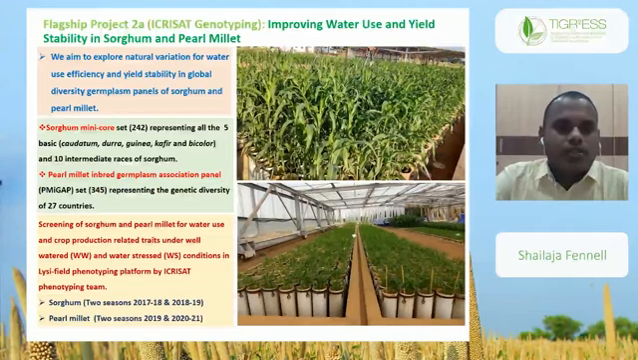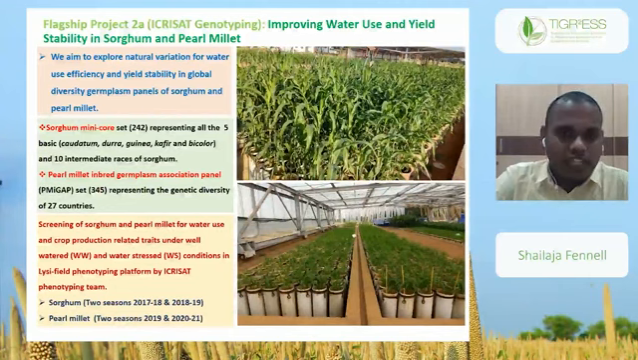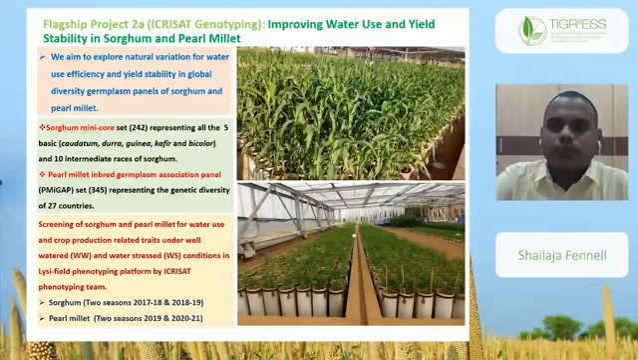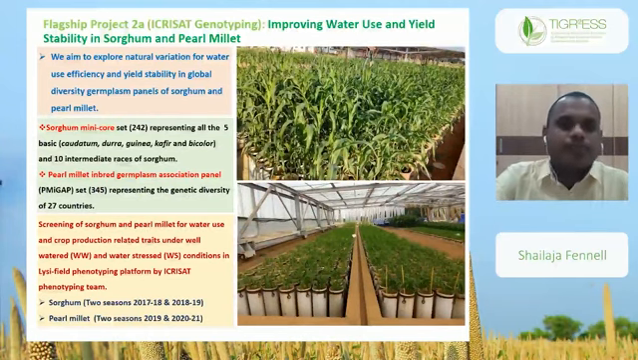For sorghum, we are using the sorghum mini core set, which comprises 240 accessions and represents all the 5 basic and 10 intermediate races of sorghum. For pearl millet, we use the PMI GAP set, that is the Pearl Millet Inbred Germplasm Association Panel, which comprises 345 accessions and represents the genetic diversity of major pearl millet growing countries, that is 27 countries.